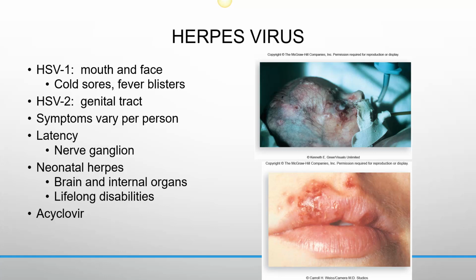Preventing it from replicating will decrease the likelihood that you're going to transmit it and will decrease the frequency of outbreaks. So usually Valtrex is only prescribed for patients that have regular and persistent outbreaks.